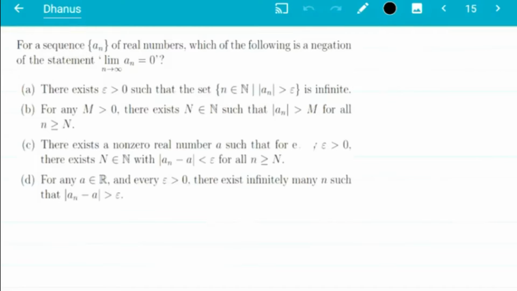Okay, what about this question? For a sequence xn of real numbers, which of the following is a negation of the statement: limit of xn as n tends to infinity is equal to 0? Here we have to find a statement which says that the limit of xn is not equal to 0.